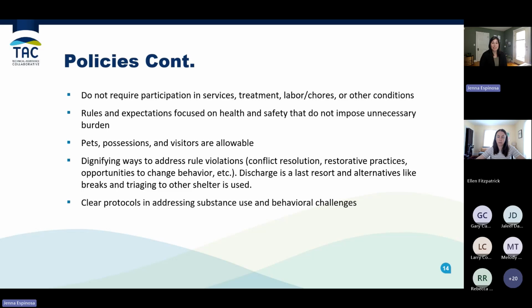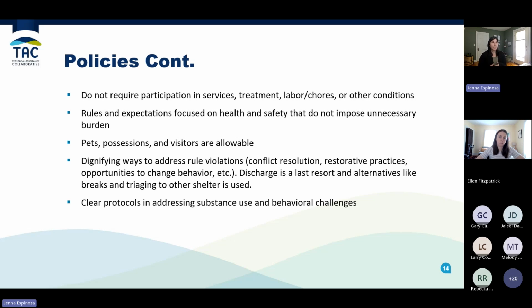The visitors piece is interesting. So shelters aren't historically spaces where visitors might come, but it can be a way to really support people in maintaining their natural support systems, which we know is incredibly important to helping people in their housing stability. We see a lot of folks lose those connections with folks while they're staying in shelter. So having policies that actually allow for visitors and space that allow for visitors can be really helpful.